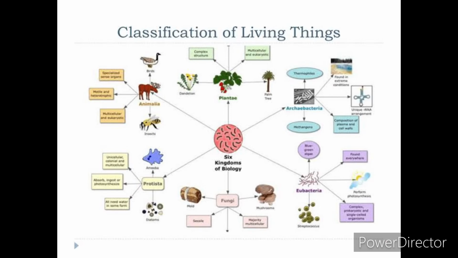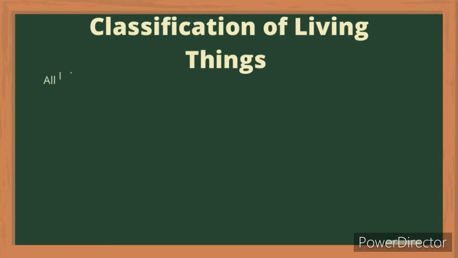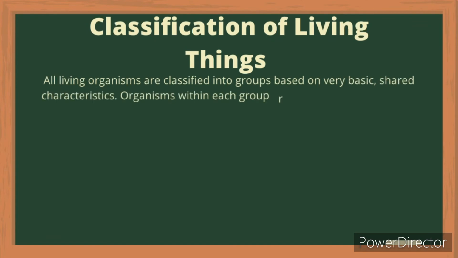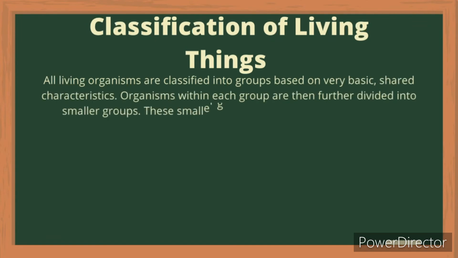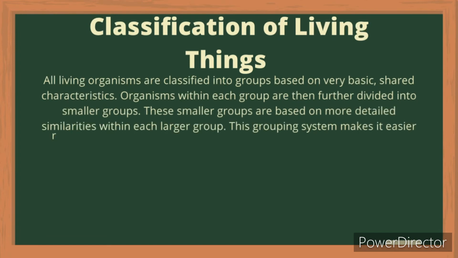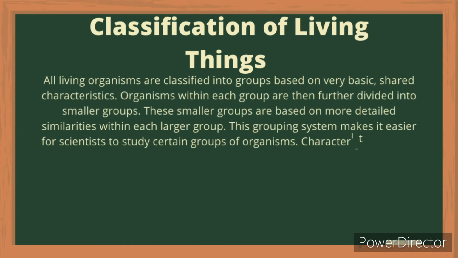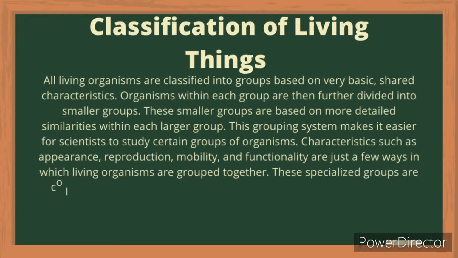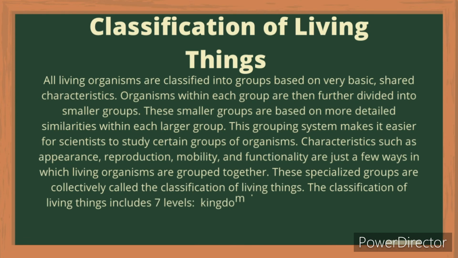Lastly, classification of living things. All living organisms are classified into groups based on very basic, shared characteristics. Organisms within each group are then further divided into smaller groups. These smaller groups are based on more detailed similarities within each larger group. This grouping system makes it easier for scientists to study certain groups of organisms.